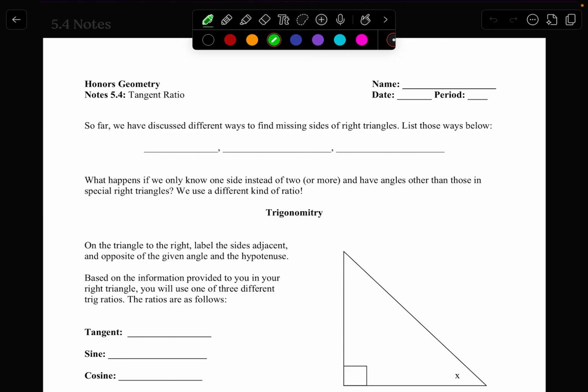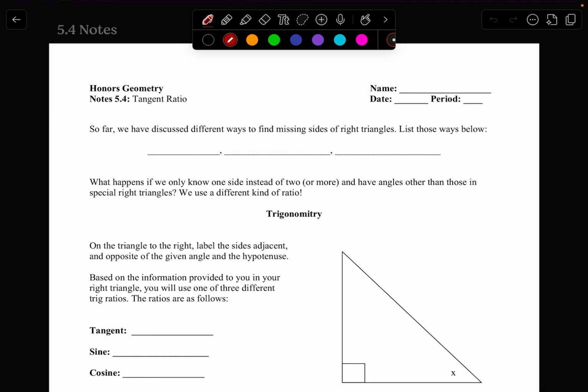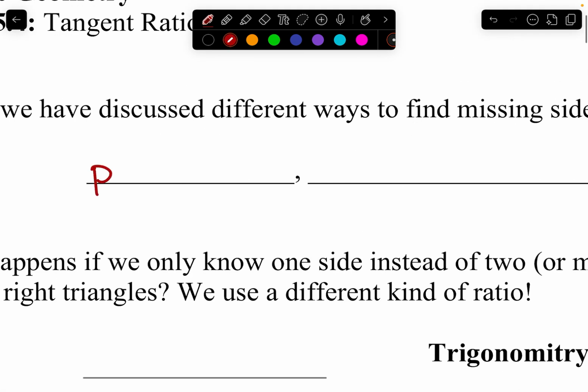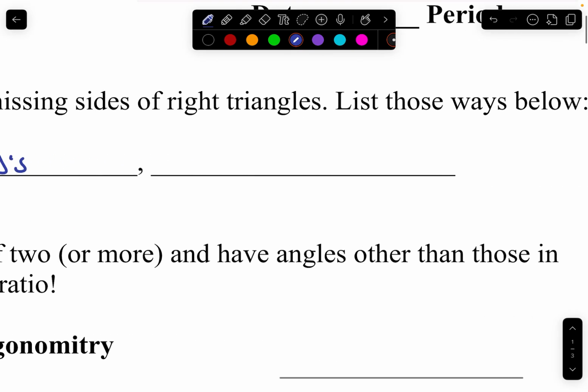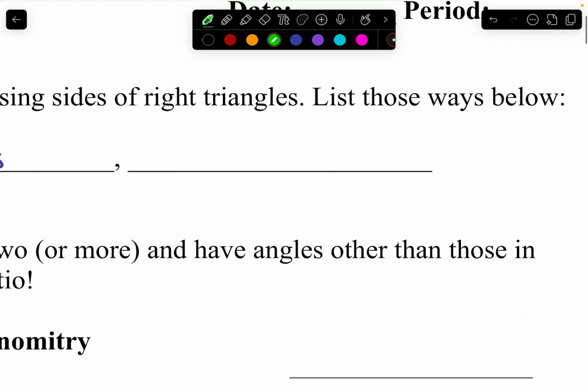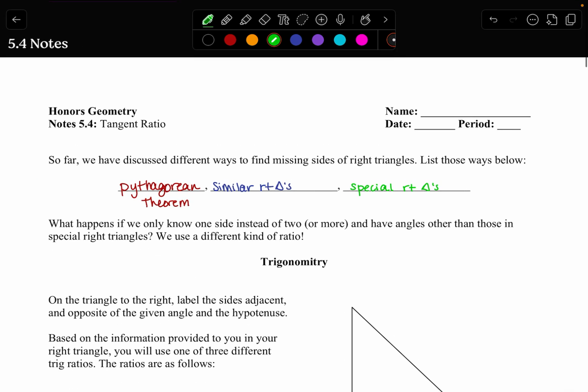So in this class so far, we've talked about 3 different ways to find missing sides of right triangles. Those ways were the Pythagorean theorem, that was 5.1. So we've got the Pythagorean theorem. We've got our similar right triangles. That's where we make our table. And then the last set of notes that we did, we talked about special right triangles. And that was my 30, 60, 90, 45, 45, 90.